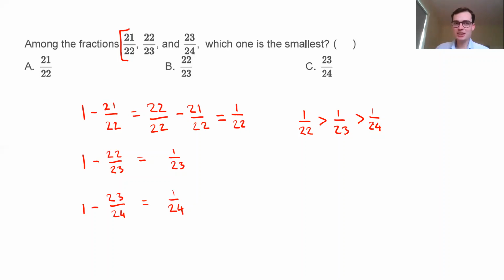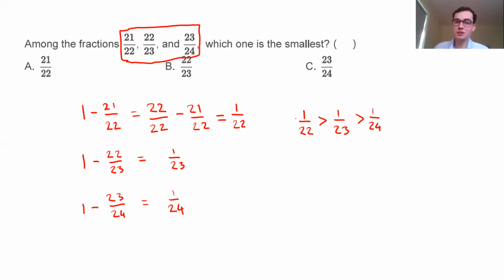Well, because I know each of my 3 original fractions, if you look back at the question, was just a tiny bit smaller than 1, if I want to know which fraction is the smallest of the 3, I then want to find which is the furthest away from 1, or in other words, which one has the biggest difference between itself and 1.